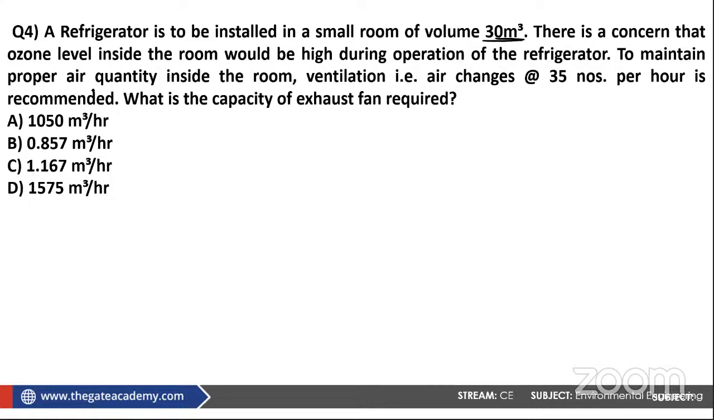Now to maintain the proper air quality inside the room, ventilation, that is air changes at the rate of 35 numbers per hour, is recommended. It means that in 1 hour we have to change the air 35 number of times. We have to circulate the air 35 number of times. It means that first we will take out all the ozone gas, and we will fill it again with new gases, so that the ozone level will not reach a very high value in that room.